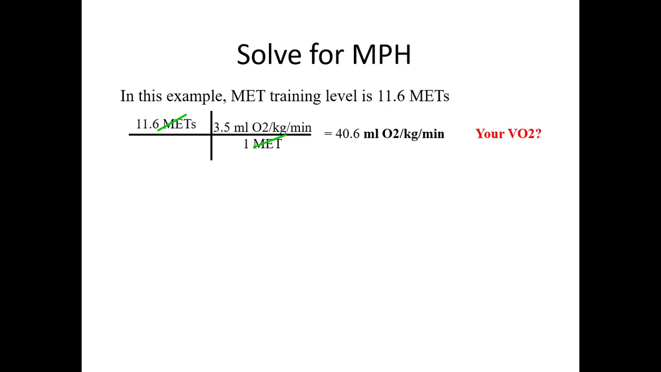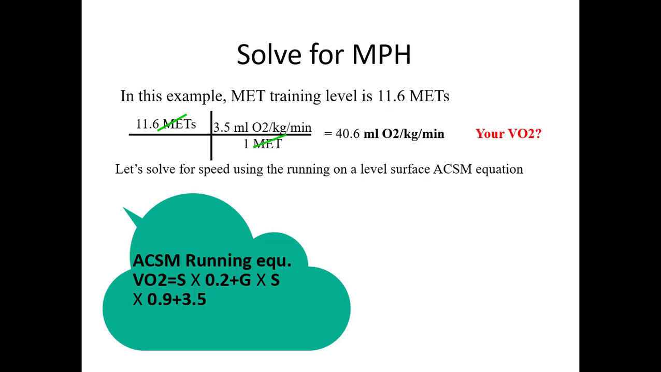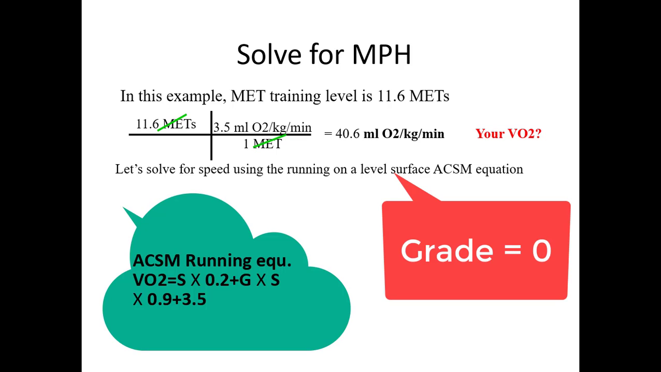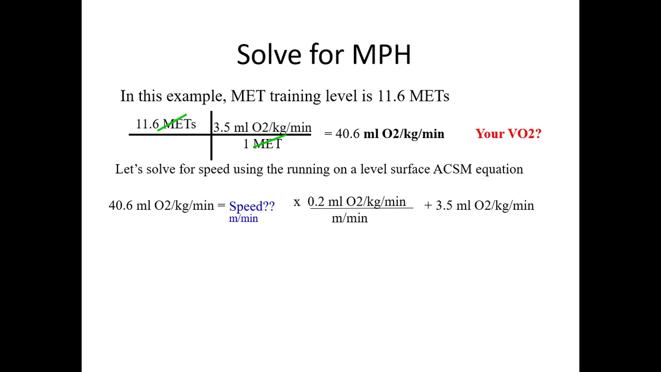So it means you exercise outdoors on the floor, or you exercise on the treadmill without any grade. Because in that case, our ACSM equation is very simple. How about class? Does it make sense? So the level surface ACSM equation means no grade. No grade. So how simple is it, right? How about class? Did you remember?